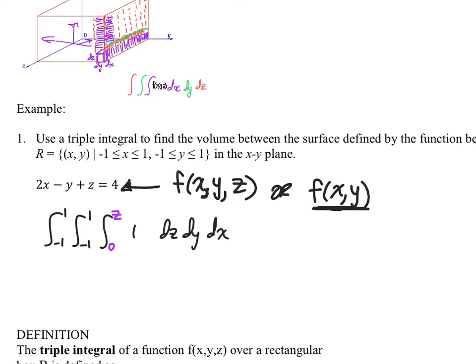All right, so if I solve this for z, I'd have z equals 4 minus 2x plus y. Because really the bottom line is what I need to do is bound this function, and the dz, dy, dx is the function that gives me the volume in that bounded region, depending on what the boundaries of integration are.